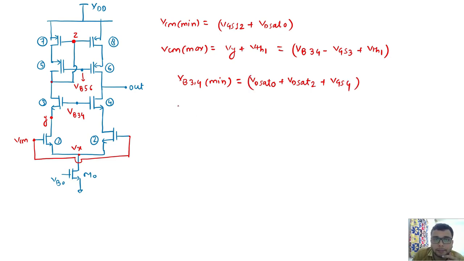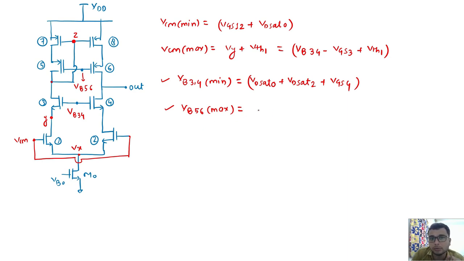Again, before going to the output swing, I'll also write the maximum value that my 5-6 node can take. For this lower node, that is the 3-4 node, the minimum value is defined, and for this the maximum value is defined. So in practice, these nodes are biased at a value, VB34 greater than VB34 minimum and VB56 less than the max value.